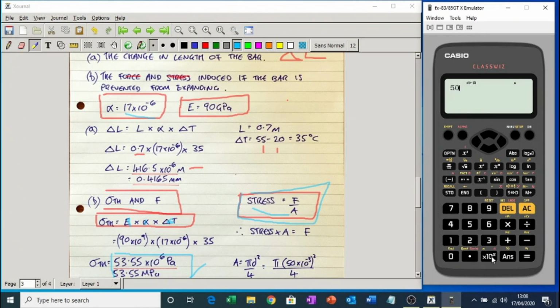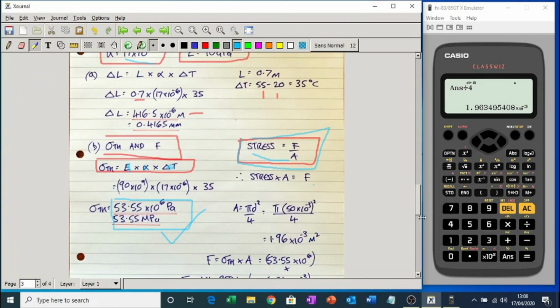So we'll do this: 50 times 10 to the minus 3, squared, times by shift pi, divide that by 4. That'll give me that. So there's my area. Obviously I've rounded up a bit there.